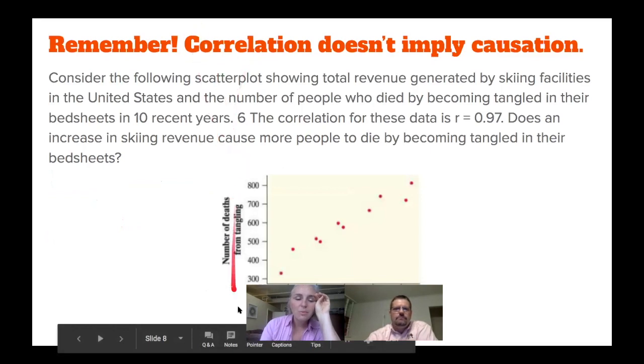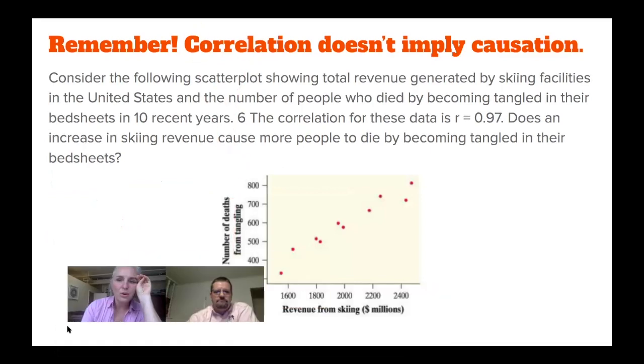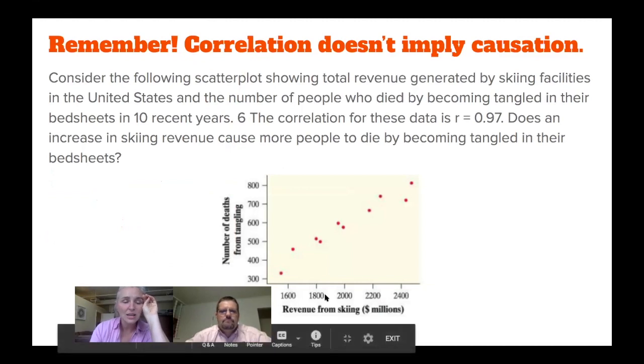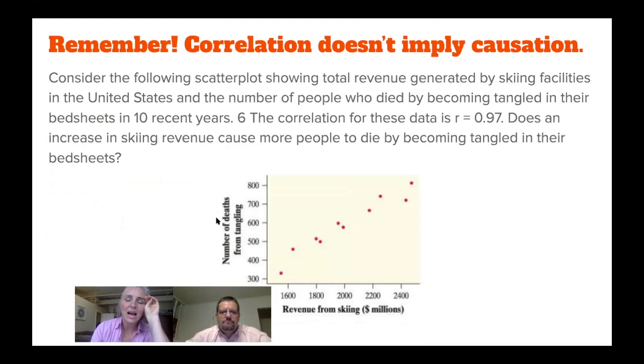Also important to remember again that correlation does not imply causation. So let's look at this graph. Consider the following scatter plot showing the total revenue generated by skiing facilities in the United States, and also the number of people who died becoming tangled in their bed sheets over 10 years. The correlation for these data is 0.97, which tells me that the more people that go skiing, the more people that die in their bed sheets.